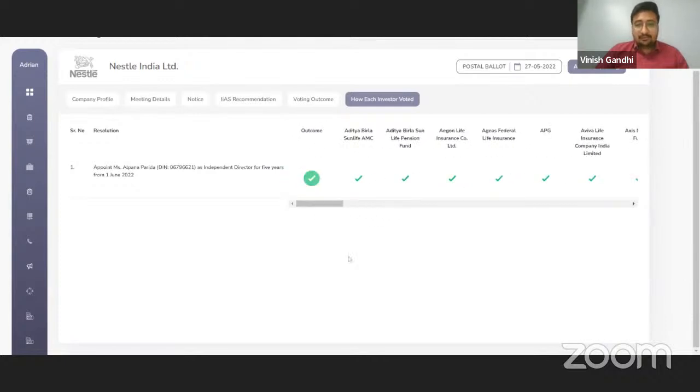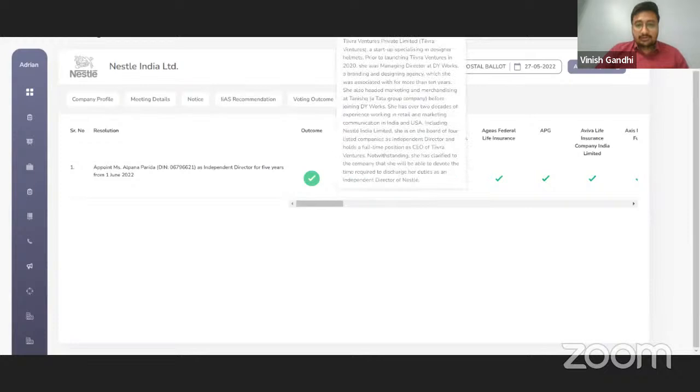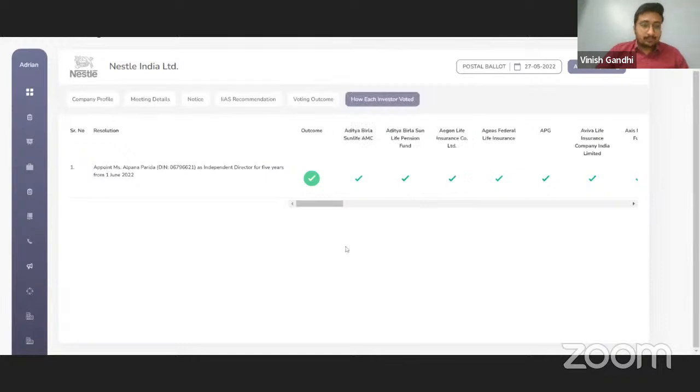Again, their rationale for voting is also listed over here. So once you hover on this tick mark, their rationale will also show up. Right? This is the meetings view.